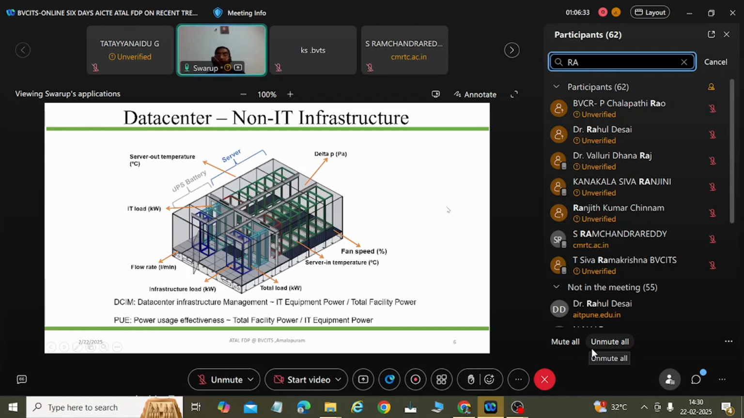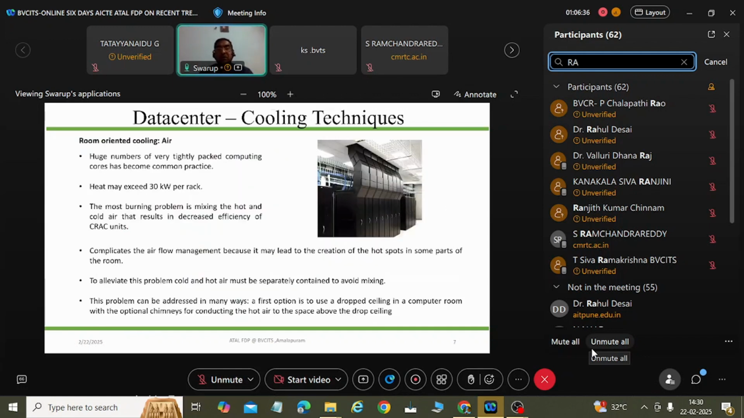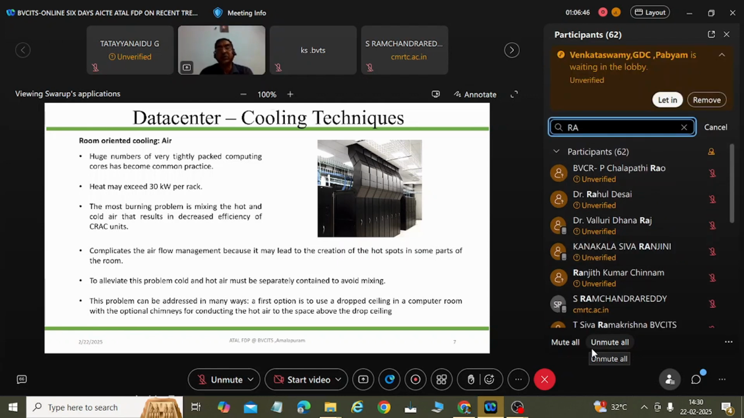Okay. Now these are the different techniques. How do you cool a particular HPC system or any data center? So one is, say, the computer cores are used, the density is more. Now what is happening is the heat.